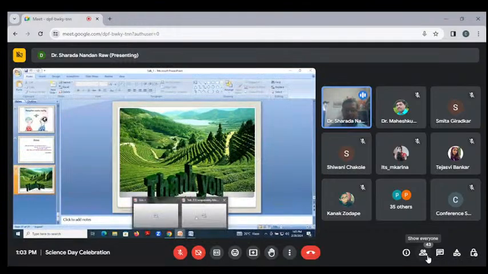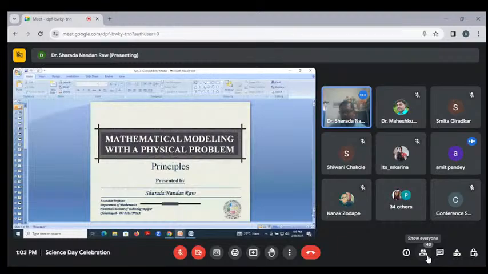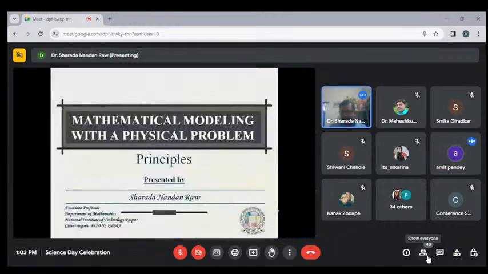Now I'll start the main topic: mathematical modeling with physical problems. With the help of one physical problem, I will try to show each and every step of the mathematical modeling. So I will first give the basic idea about mathematical modeling.